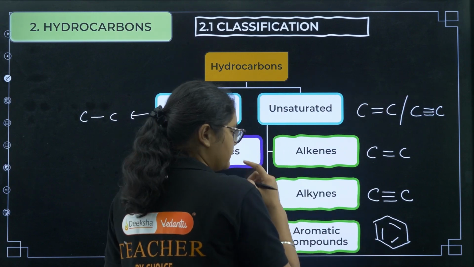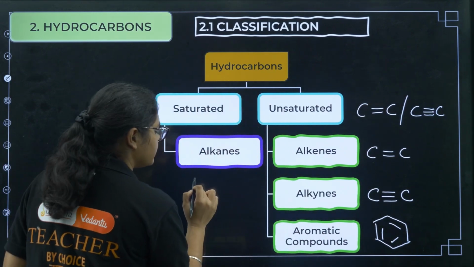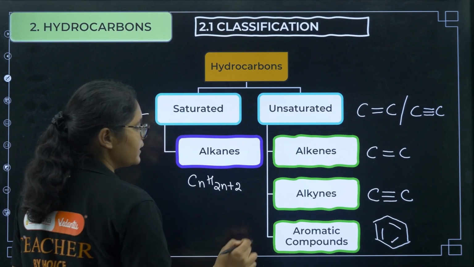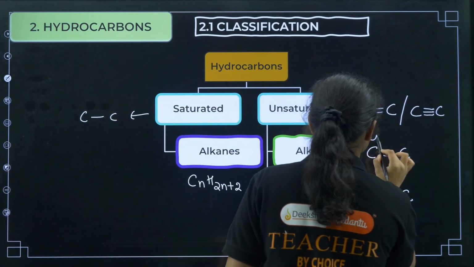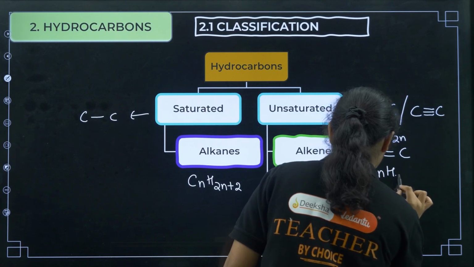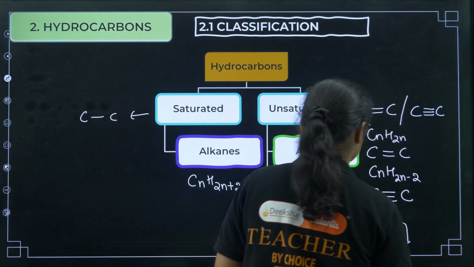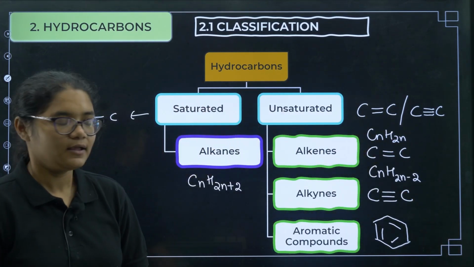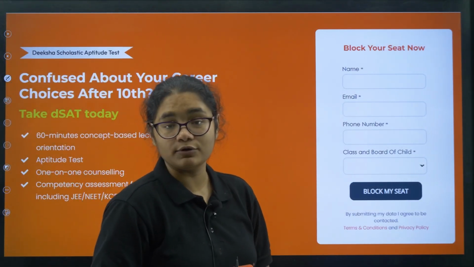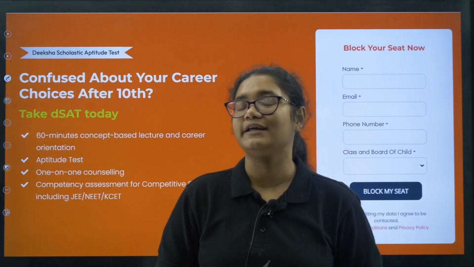Now there is a general formula for alkanes, that is CnH2n+2. And for alkenes it is CnH2n, and for alkynes it is CnH2n-2. Okay, clear? Fine.